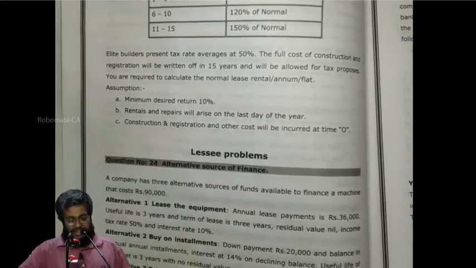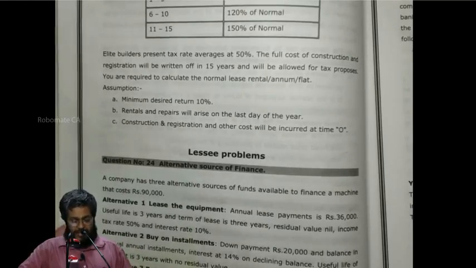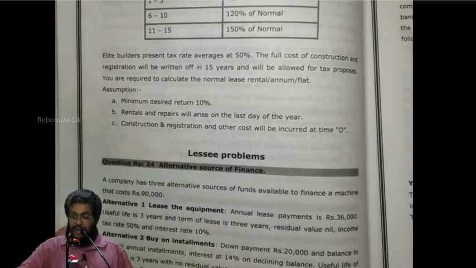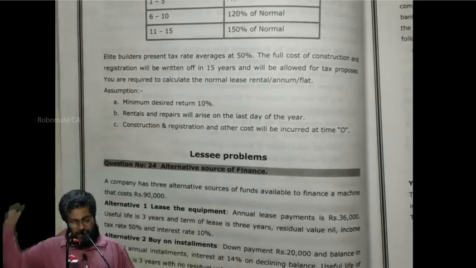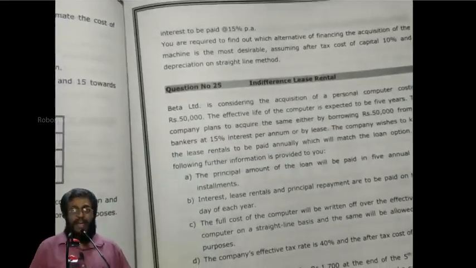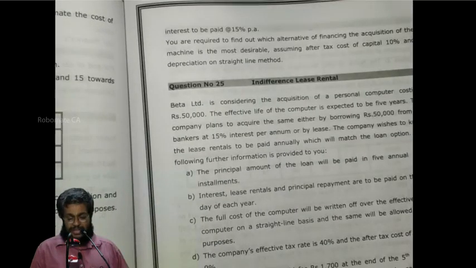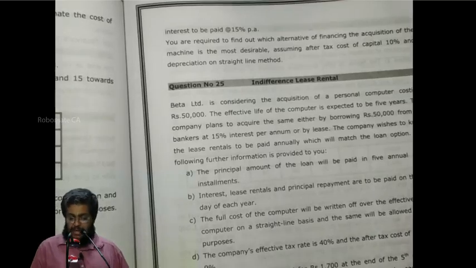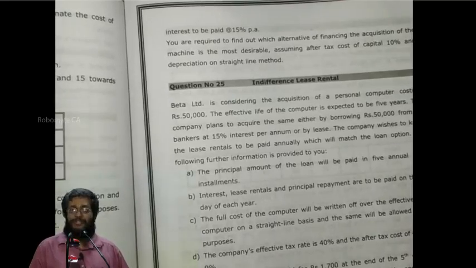Alternative 2, buy on installments, down payment 20,000, balance in 3 equal annual installments, interest at 14% on declining balance, useful life of the asset is 3 years with no residual value. Alternative 3, borrow from bank, repay principal at the end of the 3rd year, and interest to be paid at 15% per annum. You are required to find out which alternative of financing the acquisition of the machine is the most desirable, assuming after-tax cost of capital as 10% and depreciation is on straight line method.